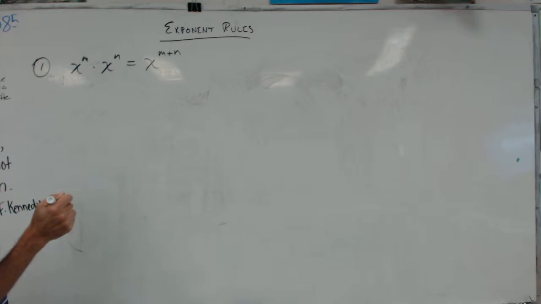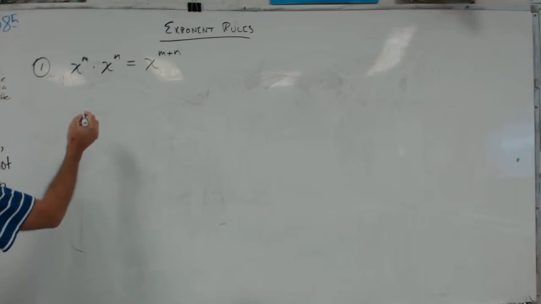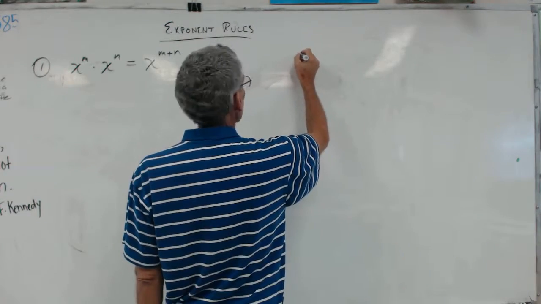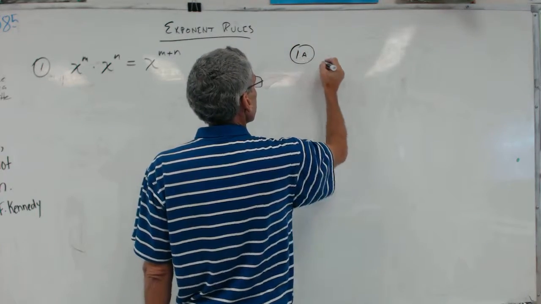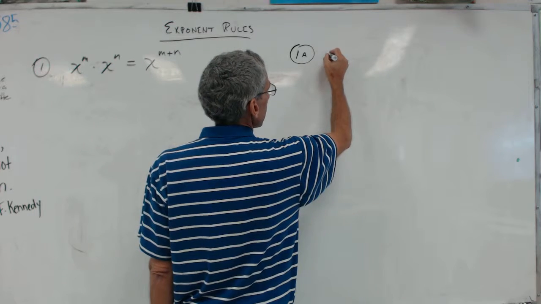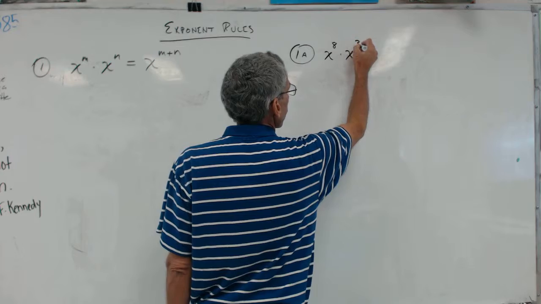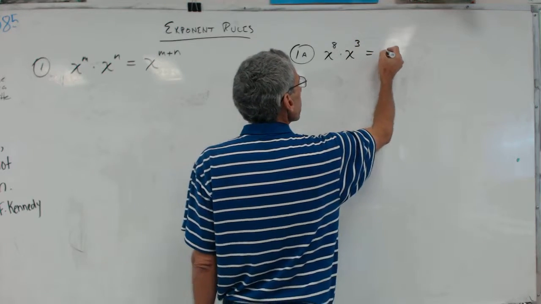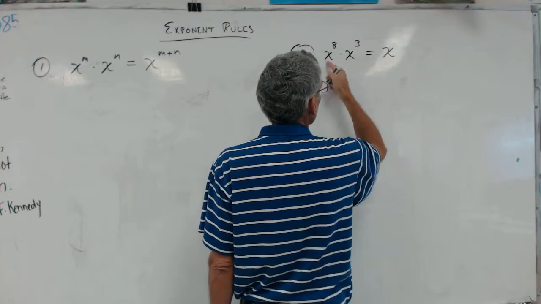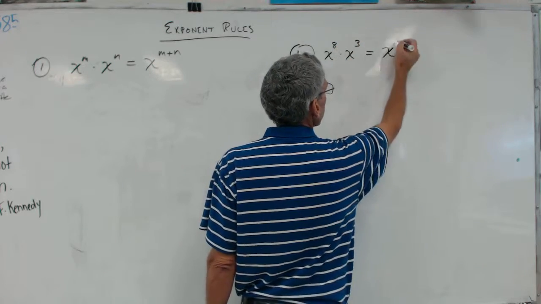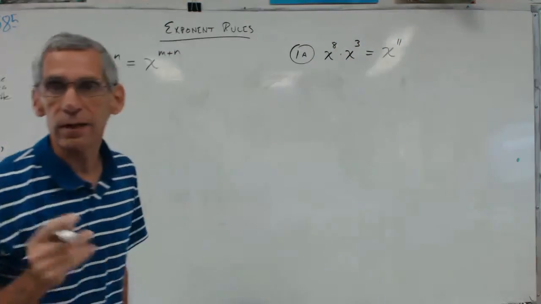Now, examples of this. Let's just do a bunch of examples. 1a, we'll do x to the 8th times x to the 3rd equals the same base, x to the 8, 9, 10, 11. You add them together. 8 plus 3 is 11, so it's x to the 11.